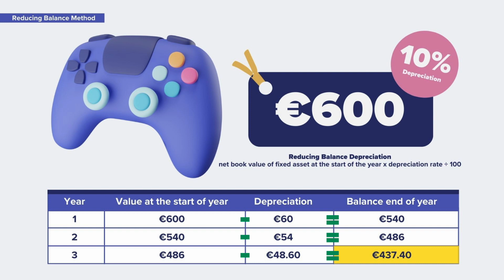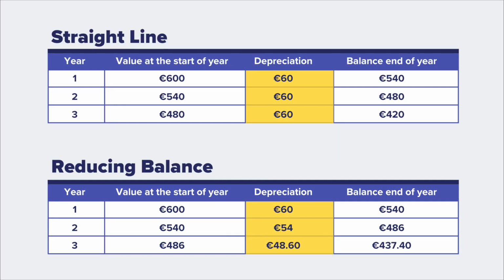To look over both, our straight line method saw us get 10% of the initial value, which was €60, and spread this cost evenly across all the years, so it was €60 each year. It never changed. Whereas with the reducing balance method, you can see that the depreciation amount changes every single year. It doesn't remain the same like the straight line did. As a result, the depreciation decreases over time as the value of the asset diminishes. So that's our two methods for calculating depreciation, and hopefully you found this video helpful.